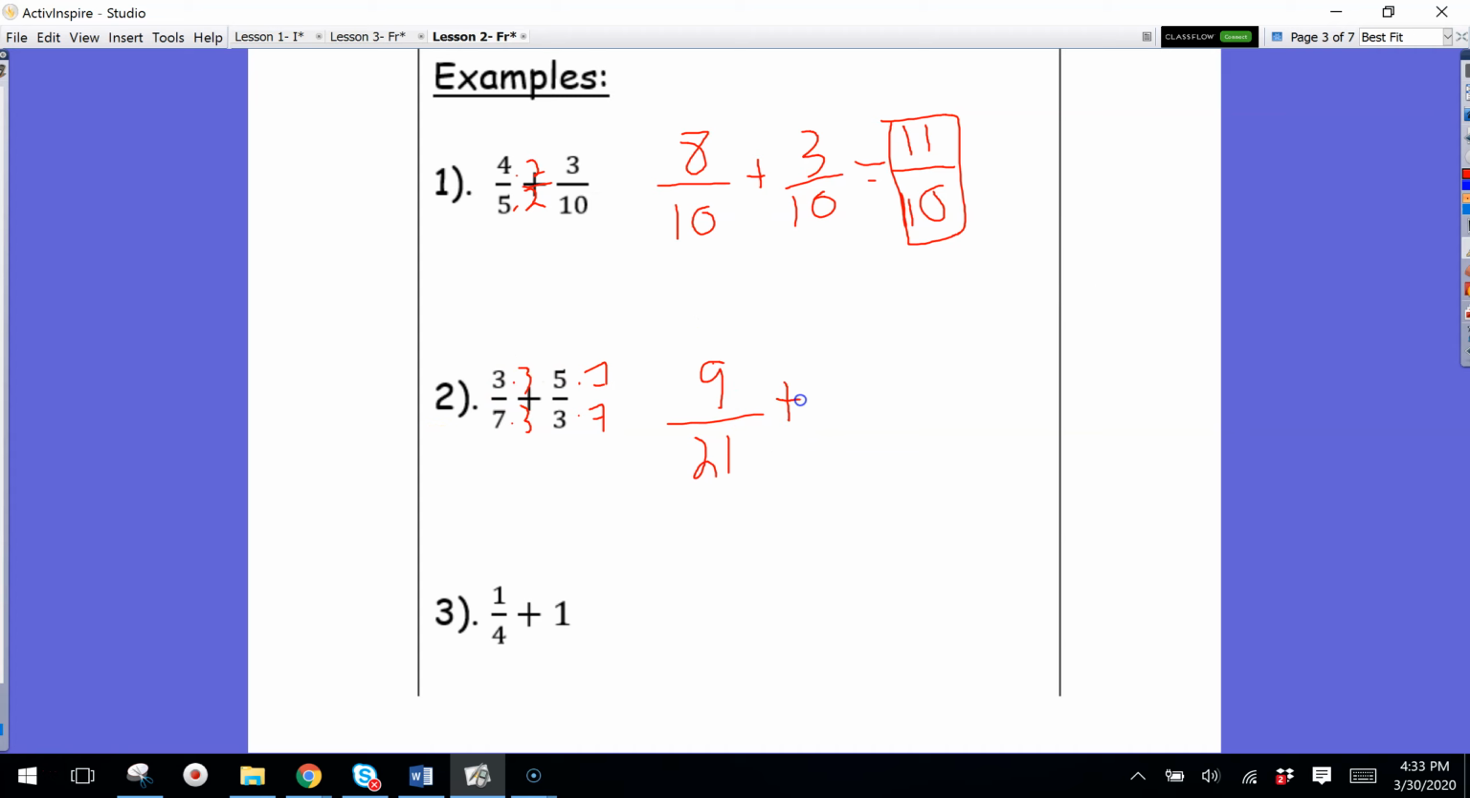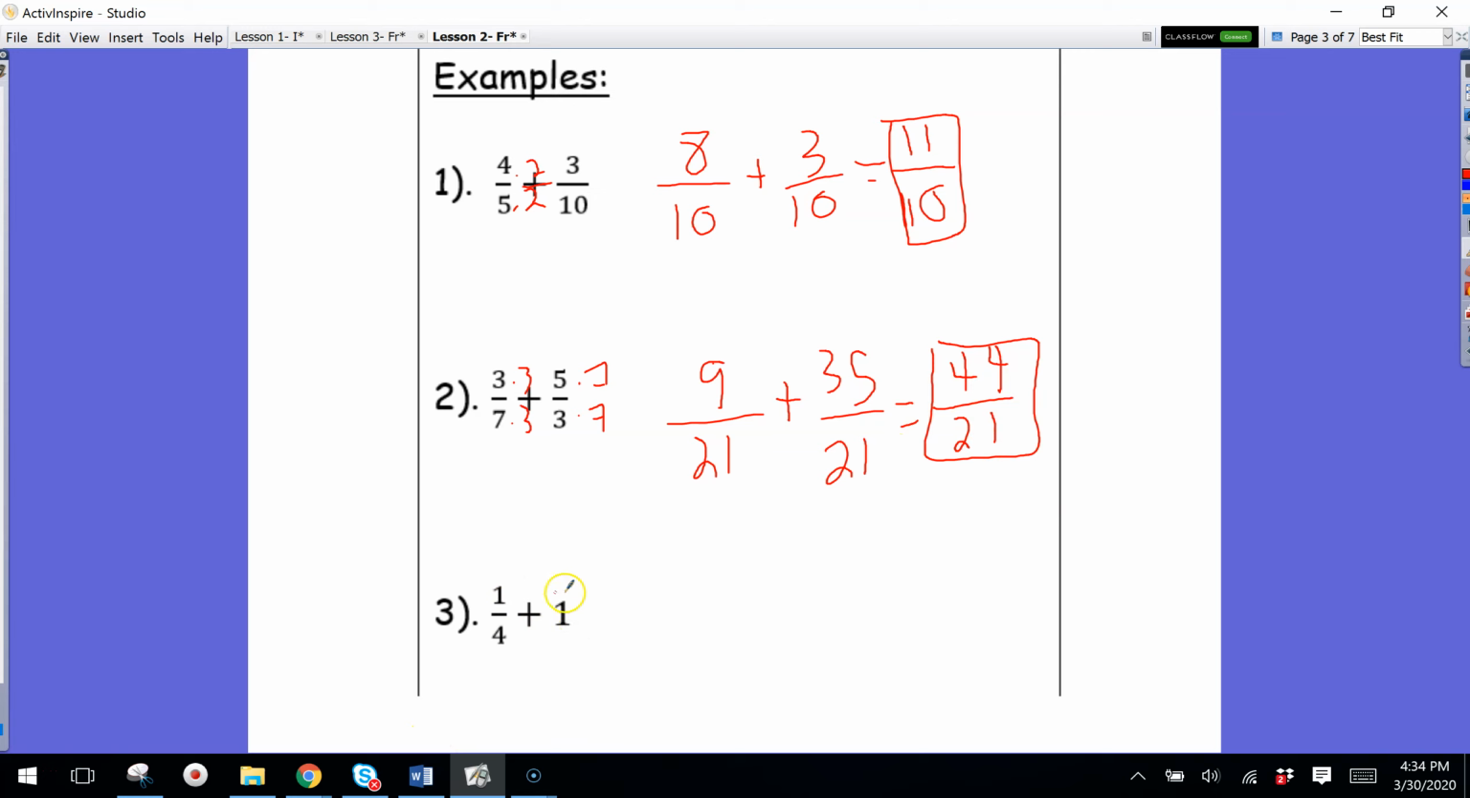And I need the 9 over 21 so that I can combine it to this fraction here. So 5 times 7 is going to be 35 over 21. Now we can go ahead and add up these numbers. And we're going to get 44 over 21. And so now, we would think to ourselves, can I simplify this? Well, no number goes into 44 and 21, so that's it. We would be done in this case.